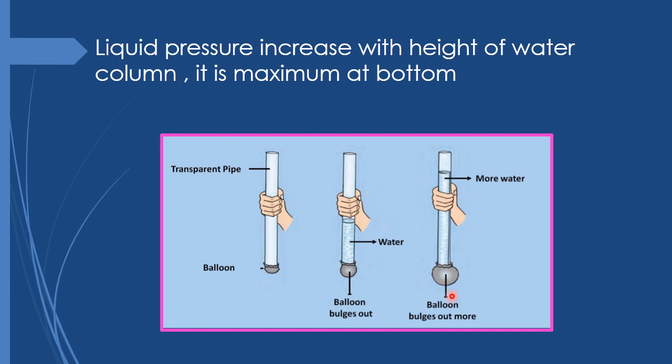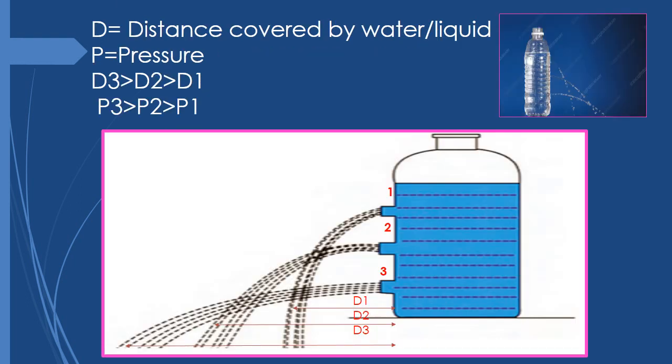Now add more amount of water. Now when you add more amount of water, the height of the water column will increase. You will observe that the balloon bulges out more. That means more height of the water column, more will be the pressure at the bottom, due to which the balloon bulges out more. Water pressure is maximum at the bottom.